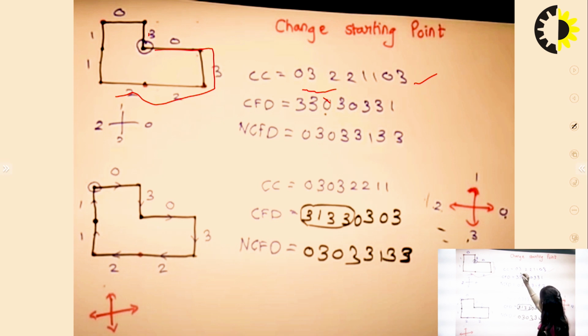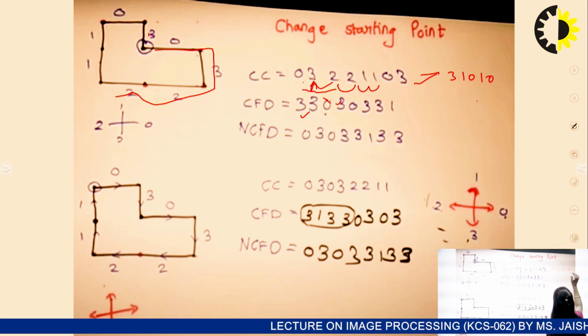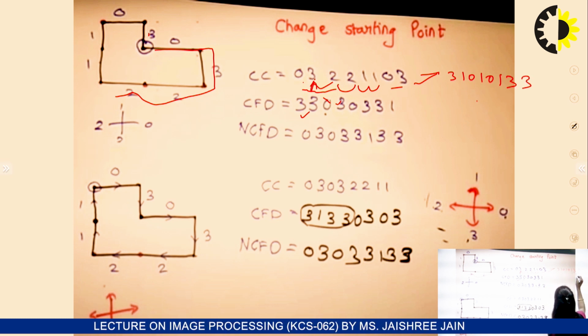From first difference we will calculate from here. First 3 is here, then write it. Okay, 0 minus 3 is 3, and next 3 minus 2 is 1, 2 minus 2 is 0, 2 minus 1 is 1, 1 minus 1 is 0. Firstly write this, 0 minus 3 is 3 and 3 minus 2 is 1, 2 minus 2 is 0, then 2 minus 1 is 1 and 1 minus 1 is 0 and 1 minus 0 is 1 and 0 minus 3 is 3 and 3 minus 0 is 3.